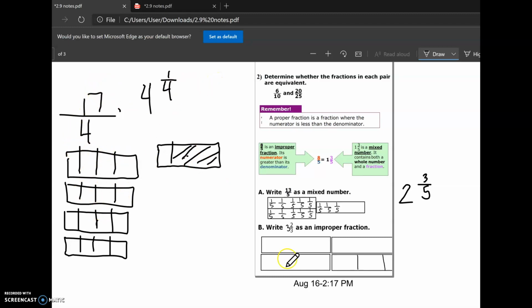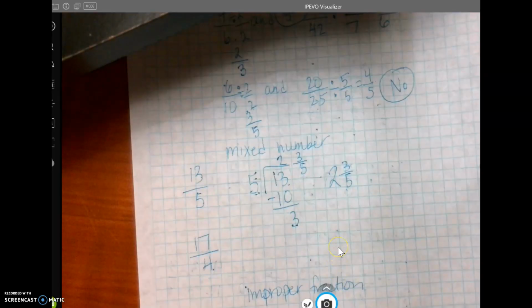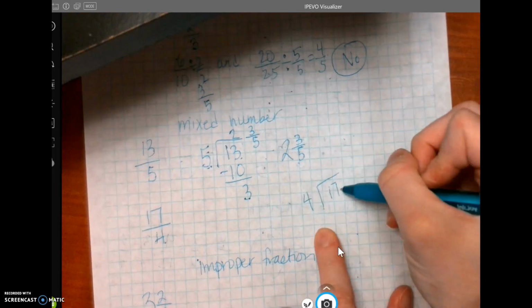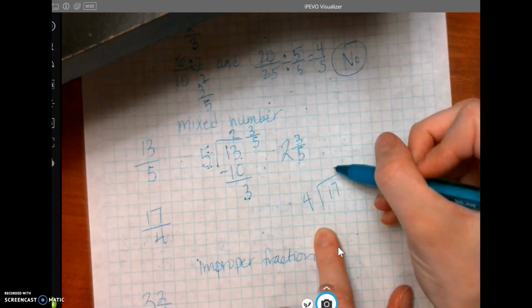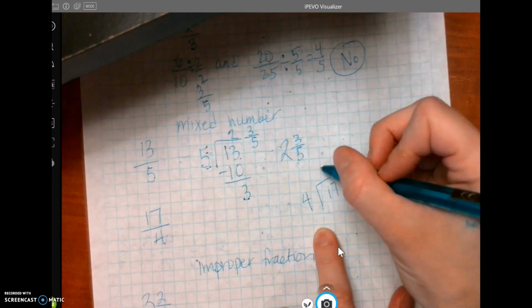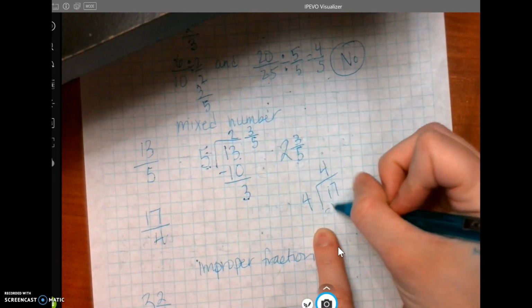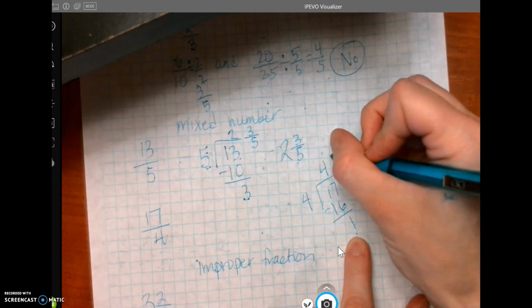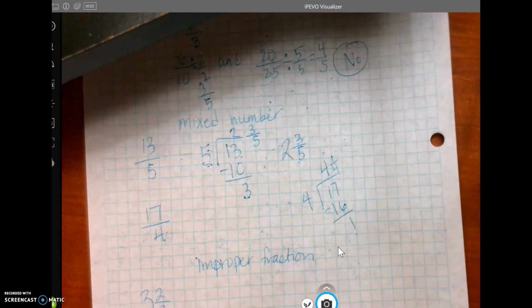The other way is to do division. So 17/4, we would divide. 4 fits into 17 4 times. 4, 8, 12, 16. 4 times 4 is 16, and we'd have 1 left. That's what that 1 left was in the picture. So that'd be 1/4 remainder. So same answer, it just depends on which way you prefer to solve it.